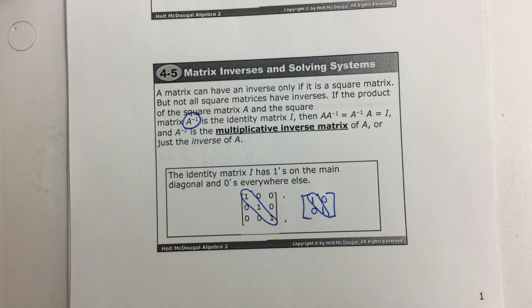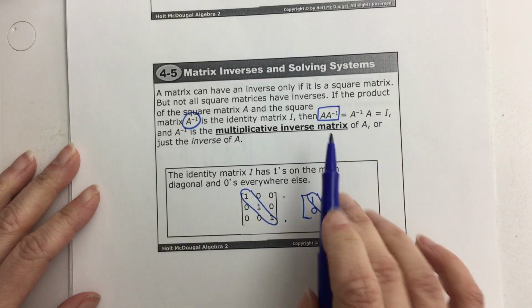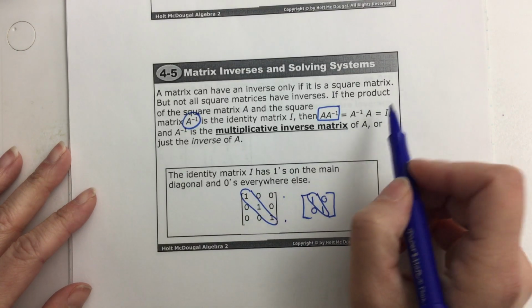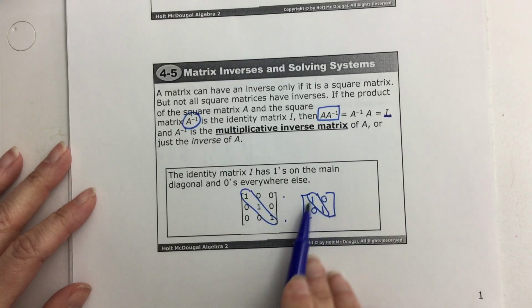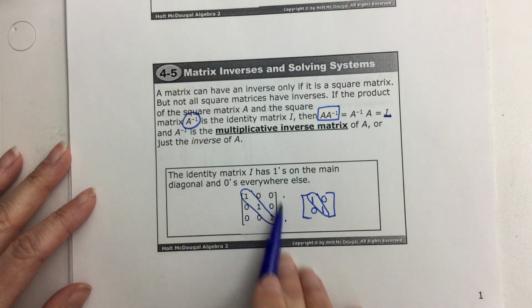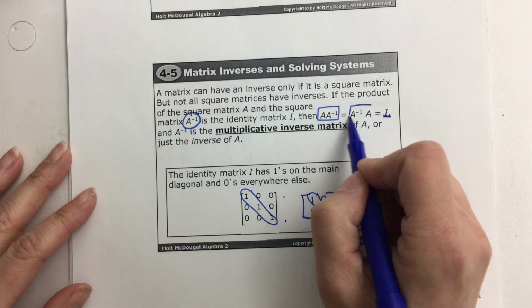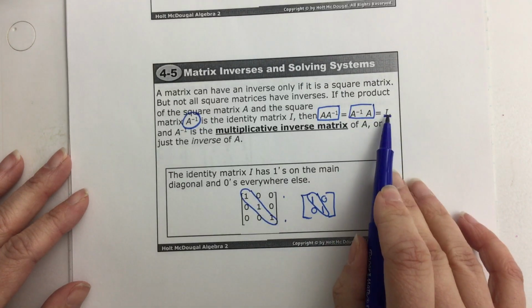So if they give you two matrices and they say, are these two inverses of one another? What you do is you multiply them. So if I take the original matrix times what they say is the inverse, you have to get an identity matrix, meaning at the end, if it's a 2 by 2, you need it to look like this. If it's a 3 by 3, you need it to look like this.